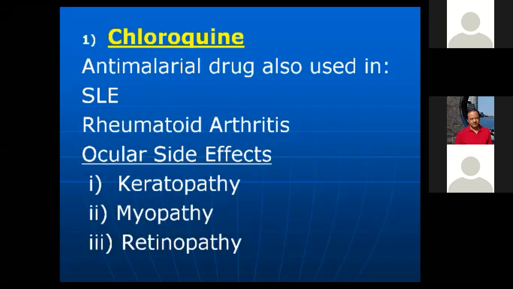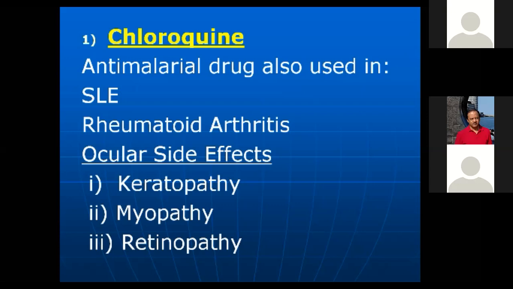And these side effects are of three types. One is called keratopathy, that is pigmentation of the cornea. Myopathy means weakness of eye muscles, and retinopathy means affection in the retina, which is called bull's eye maculopathy. So whenever chloroquine is prescribed in any type of these patients, you must examine the eye for any of these side effects.